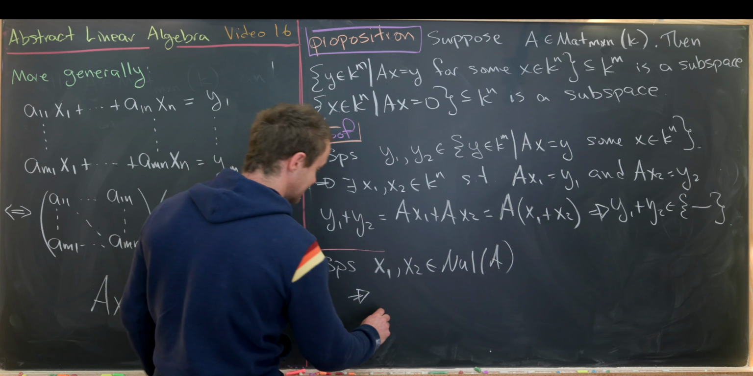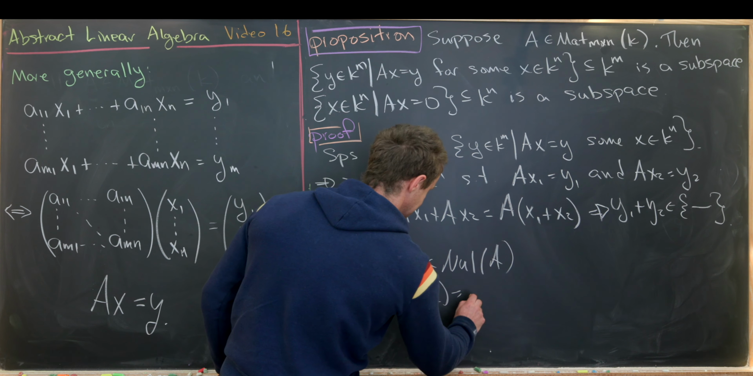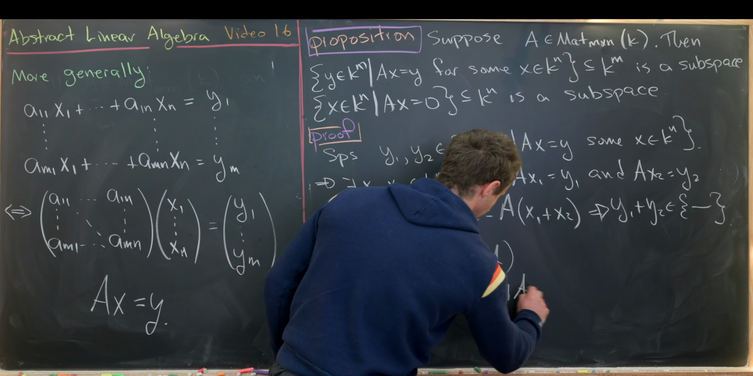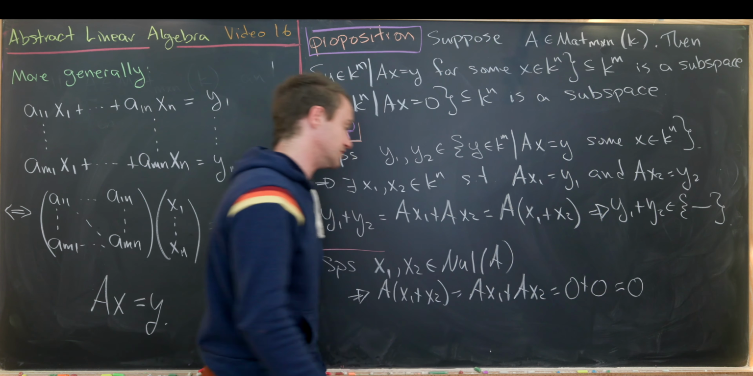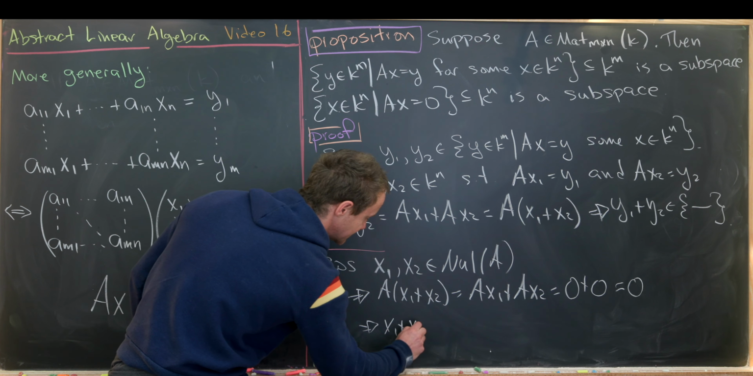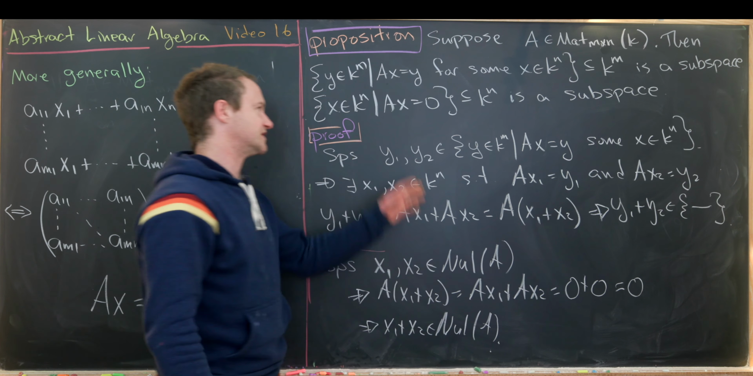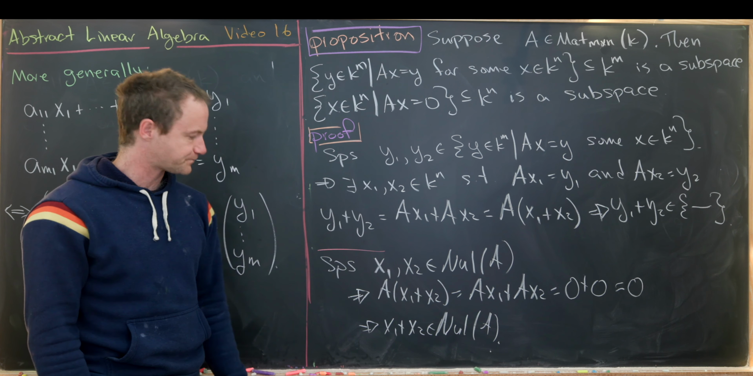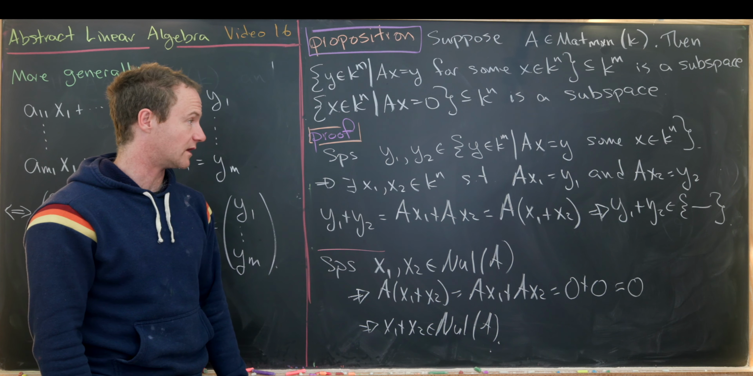But notice that means that A evaluated at x1 plus x2 is the same thing as Ax1 plus Ax2, but that's equal to 0 plus 0, which is equal to 0. So that tells us that x1 plus x2 is also in the null space of A, which is the name for this set right here. And then again, I'll let you guys check the scalar multiple rule as well.